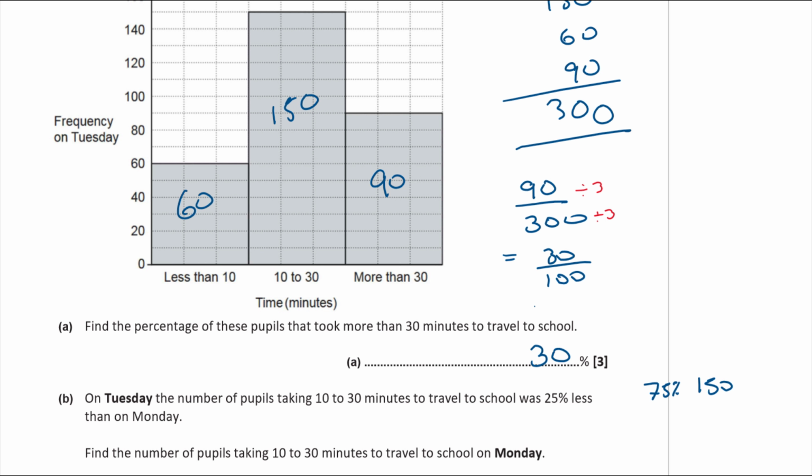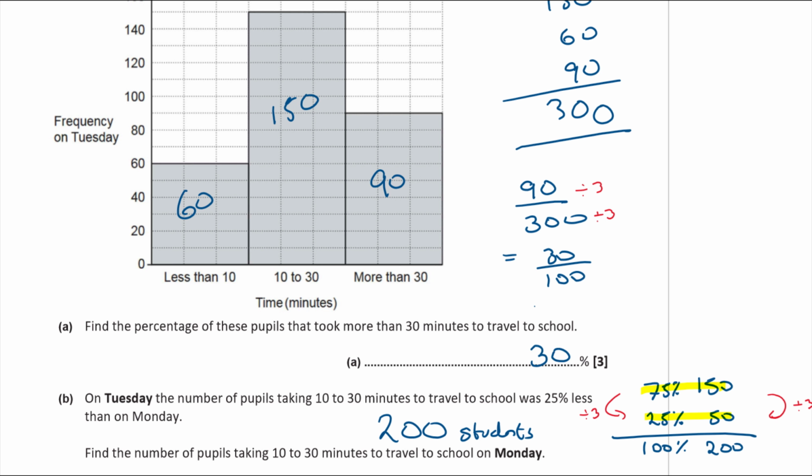Now, if I divide that by 3, I should be able to find out how much 25% is. So 25% then is 50. So if I want to have 100% of Monday's score, I'm just going to add these two together, aren't I? So 75% and 25% is going to give me 100%. So 150 plus 50 is 200. So there must have been 200 students coming to school on Monday, so that when we reduced it by 25% on Tuesday, we're going to have 150. That kind of makes sense, doesn't it?